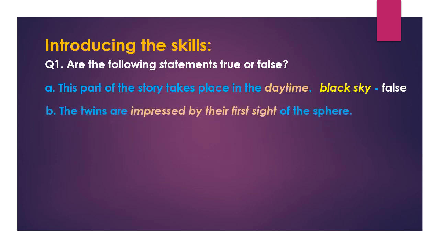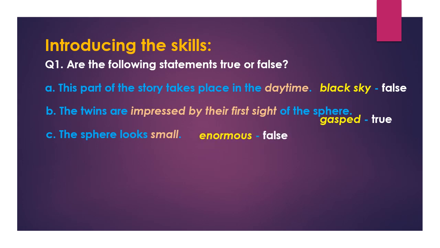B. The twins are impressed by their first sight of the sphere. The answer is true because of the word gasped. C. The sphere looks small. It's false because of the word enormous from the selection. So small and enormous have opposite meanings. D. The staircase is grimy. It's false because grimy looks bad while sparkling looks good.